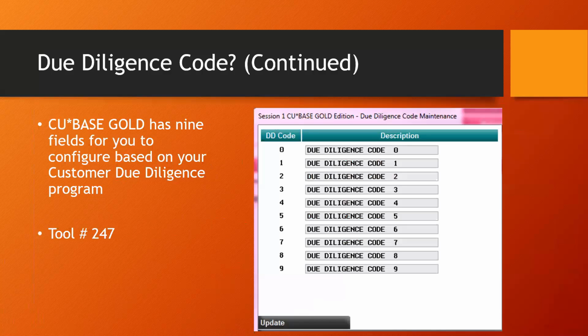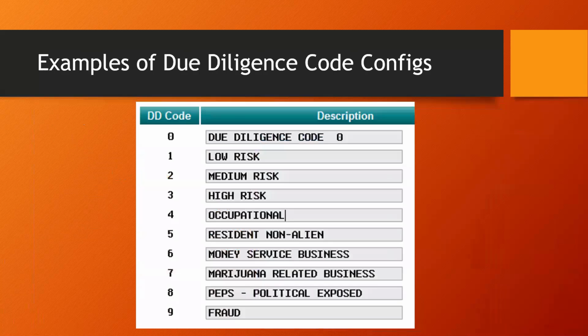Prior to us having due diligence codes, credit unions used the employee type code. So if you use the employee type code, I think it's time to probably morph that out, because employee type codes are designed to be used for insider member account related activities. Here's an example that we have: low risk, medium risk, high risk, occupational, resident, money service, marijuana, PEPs, potential fraud. Again, there's a lot of different ways you can have this.